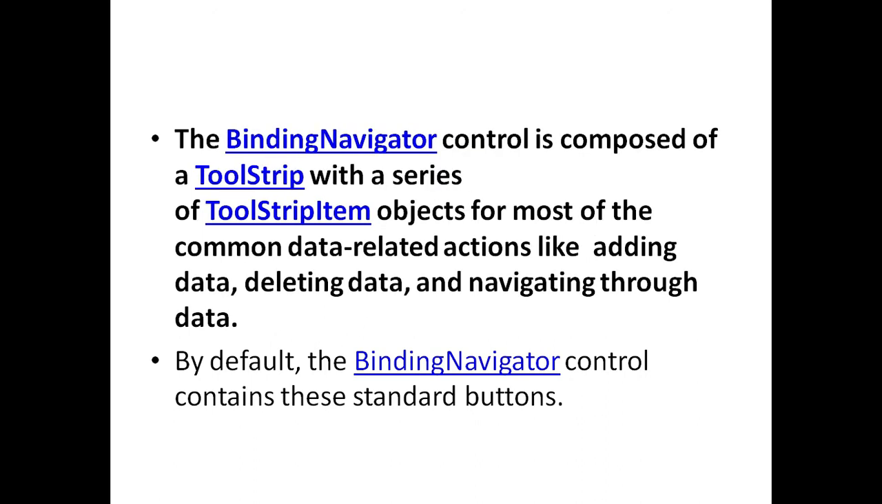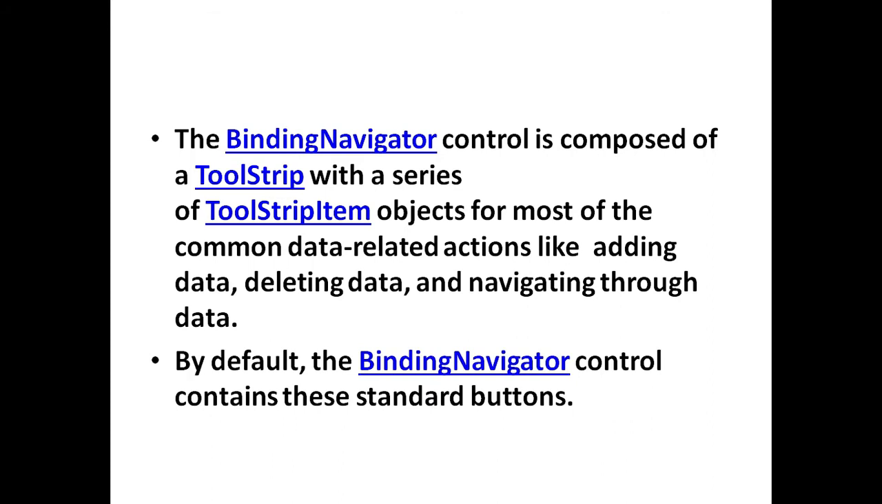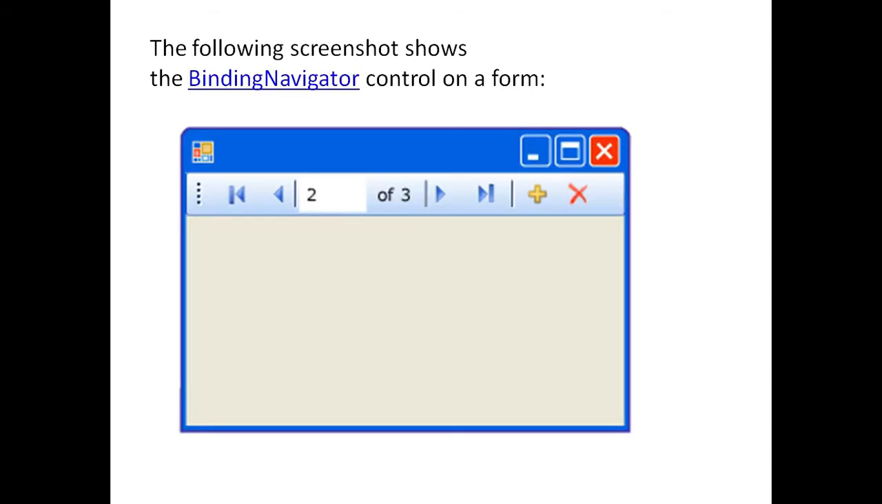The binding navigator control is composed of a toolstrip with a series of toolstrip items for most of the common data related actions like adding data, deleting data and navigating through data. By default, the binding navigator control contains these standard buttons. The following screenshot shows the binding navigator control on a form.